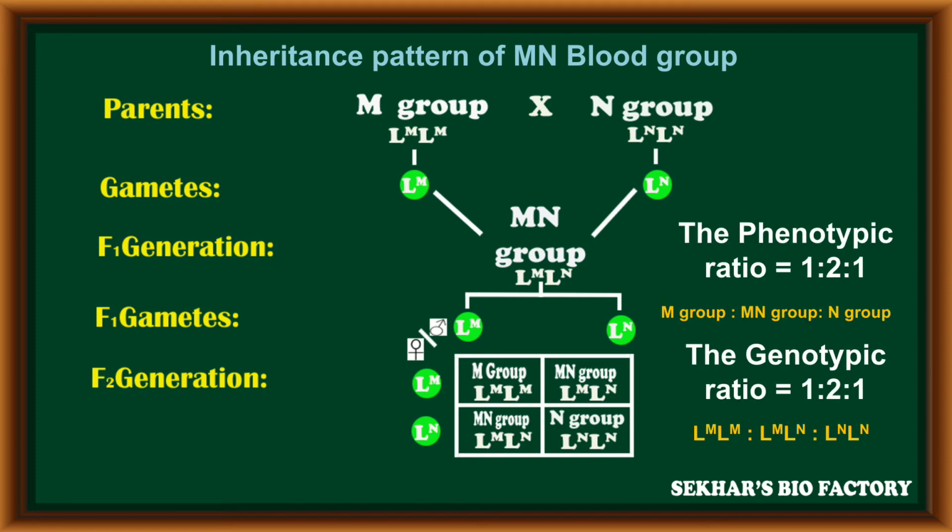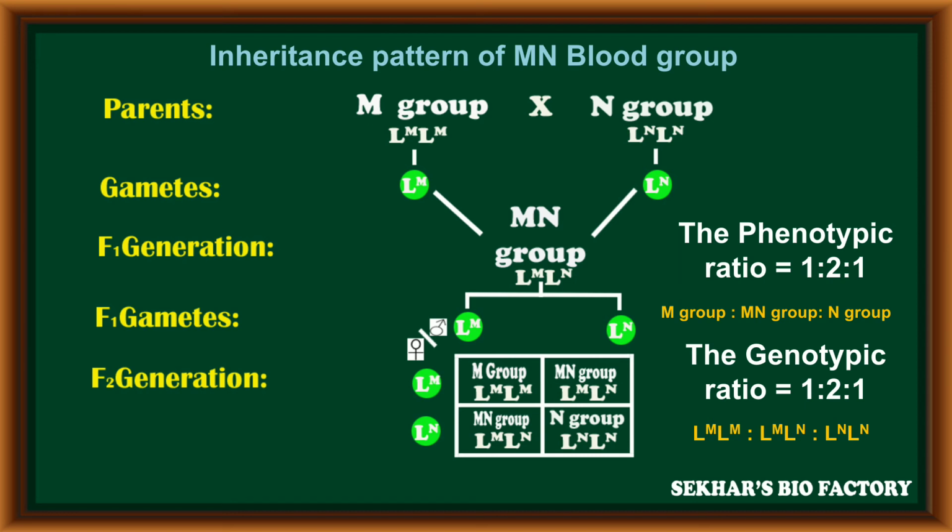When we calculate the phenotypic ratio, it is equal to 1:2:1, because 1 M group, 2 MN group, 1 N group. The genotypic ratio also becomes 1:2:1, because capital LM LM is 1, LM LN is 2, LN LN is 1. In this way, both phenotypic ratio and genotypic ratio become 1:2:1.